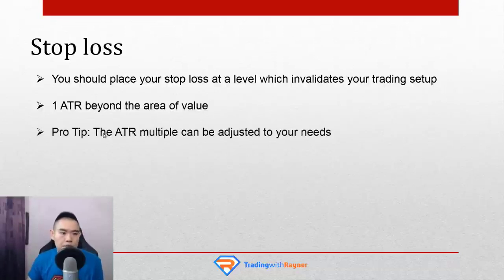And finally, one last pro tip. Some of you might be wondering, hey Rainer, why do you use 1 ATR? What about 2 ATR or 3 ATR? Here's the thing, it's perfectly fine. You can adjust the multiple of your stop loss according to your needs. But bear in mind that the wider your stop loss is, the more your position size will be reduced, so you can accommodate your risk management. And the smaller your stop loss is, the larger a position size you can afford to put on, but the downside is that you might get stopped out prematurely. So you can decide what ATR multiple suits you best. For me, personally, I simply go with 1 ATR beyond the area of value.